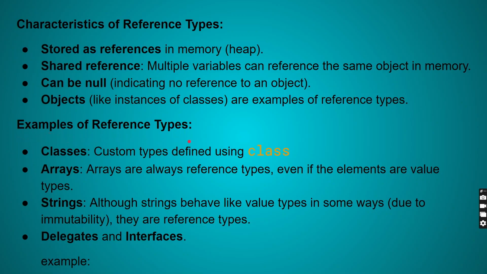Examples of reference types: classes, custom types defined using class. Arrays. Arrays are always reference types, even if the elements are value types. Strings. Although strings behave like value types in some ways due to immutability, they are reference types. Delegates and interfaces.